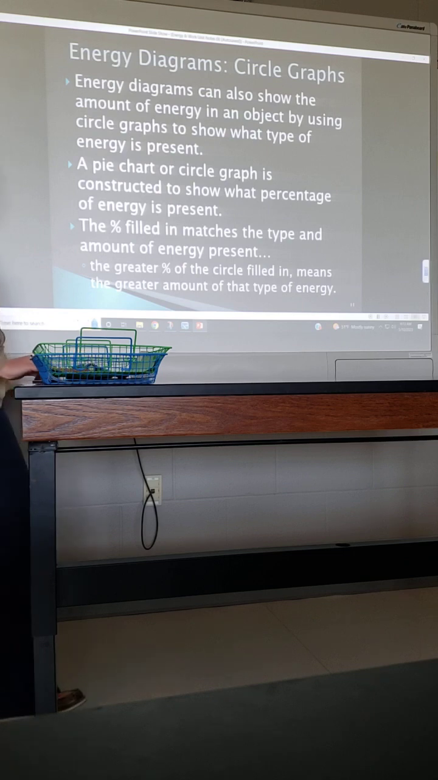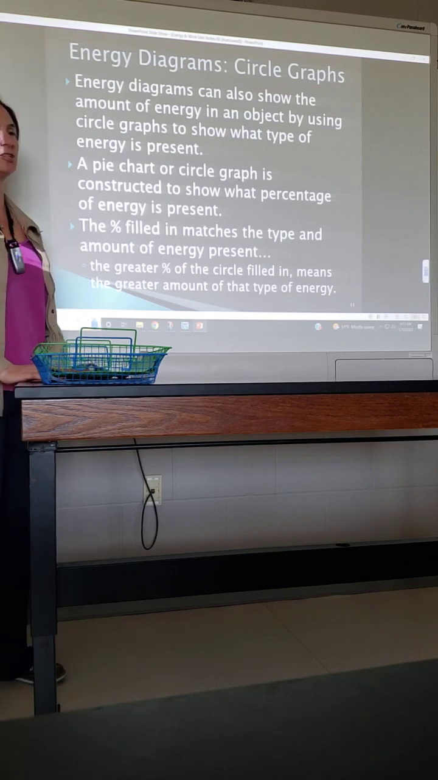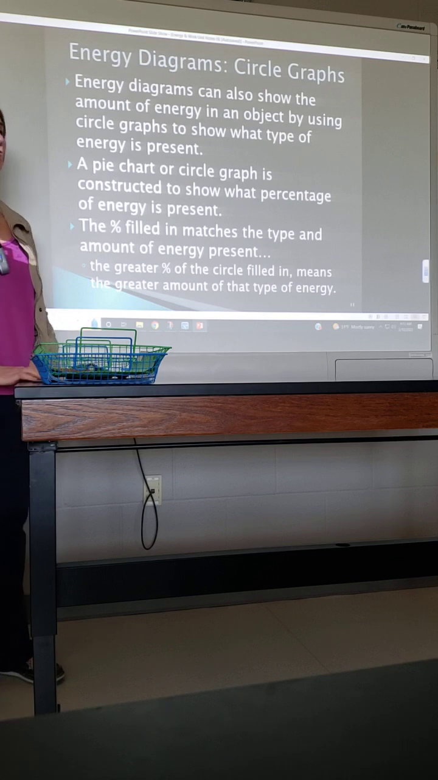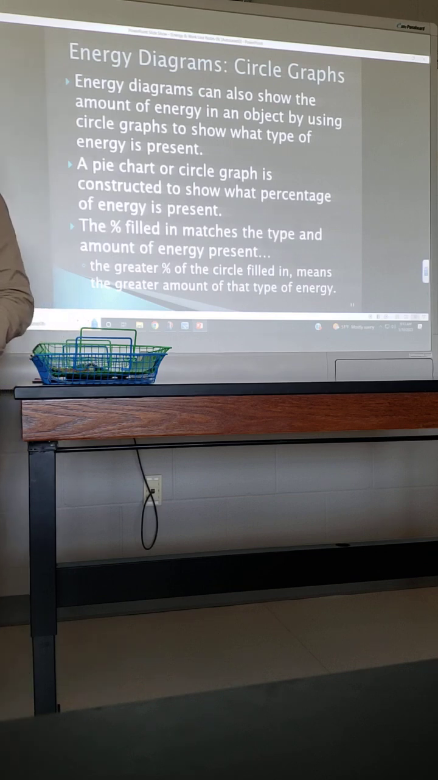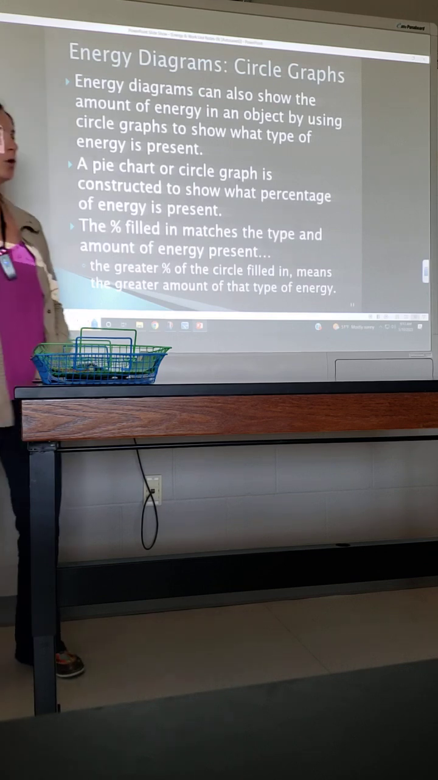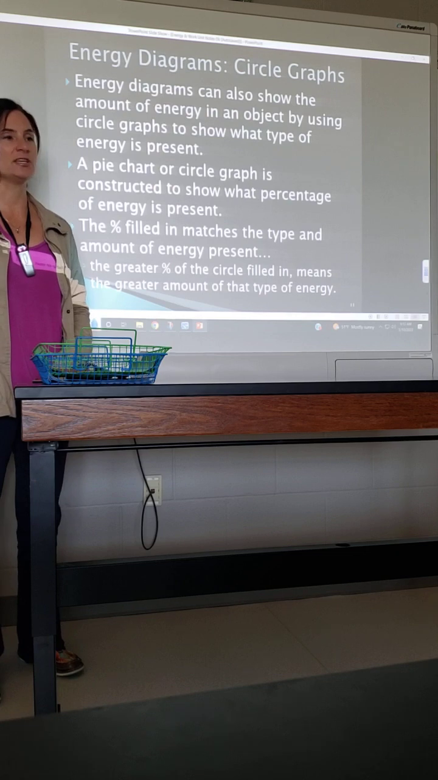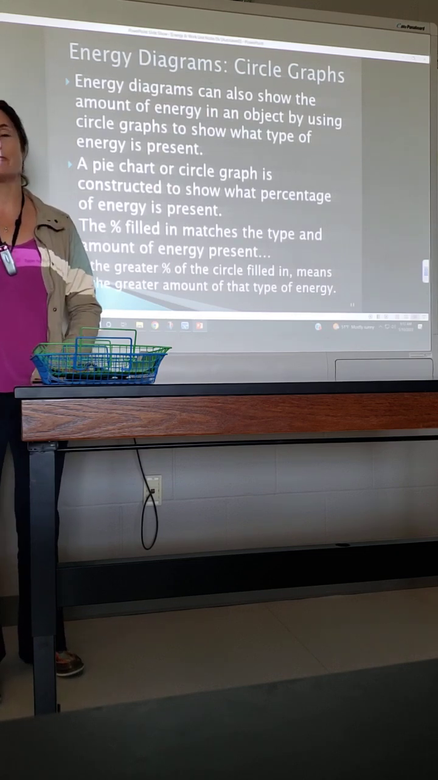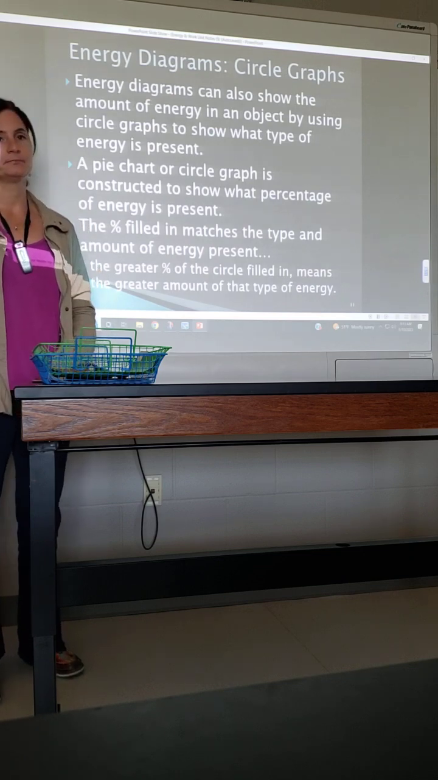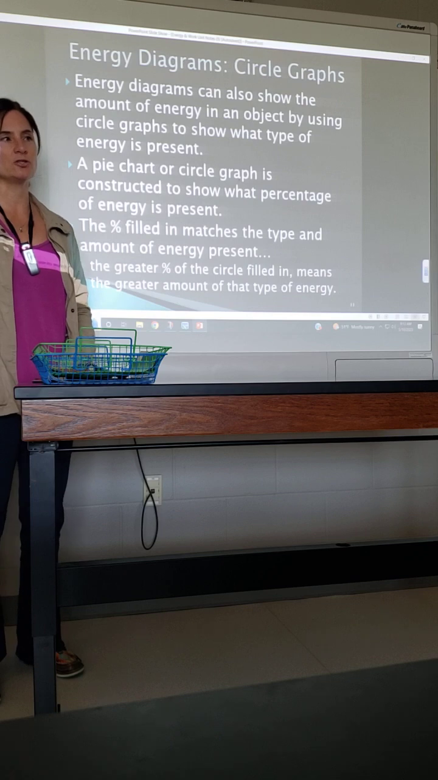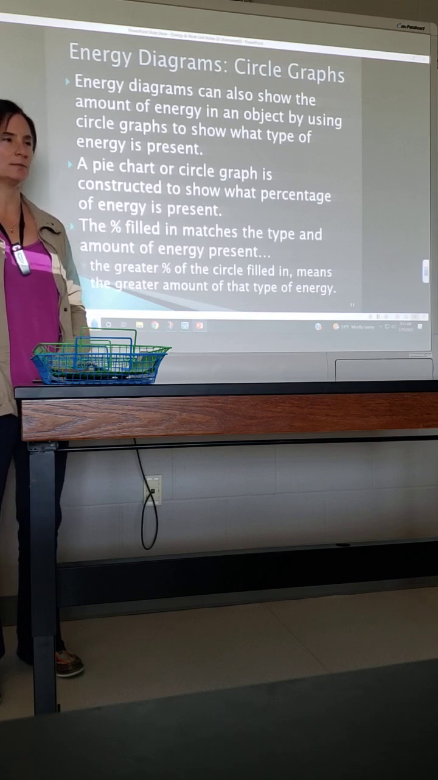Obviously, the greater the percentage of the circle that's filled in, the greater the amount of energy for that specific type. So if it's mostly filled in for kinetic energy, then you know it has a lot of motion and not a lot of height. If you see a lot of the potential energy color filled in for that circle graph, then you know it has a lot of height and not as much motion. And really that's what this comes down to, understanding what those key things mean.